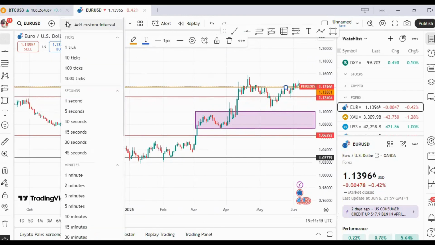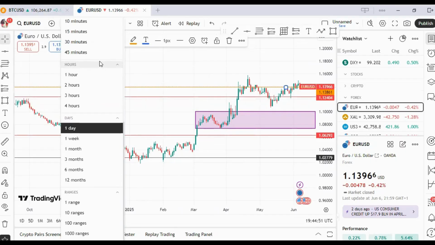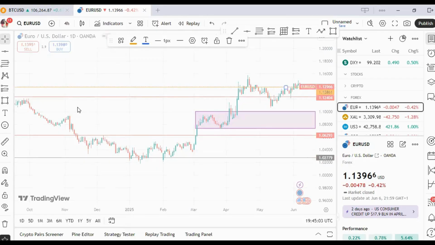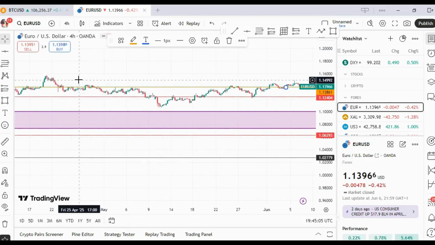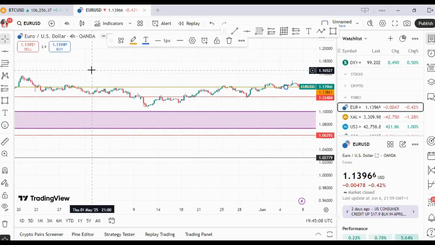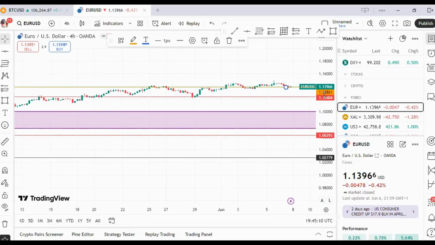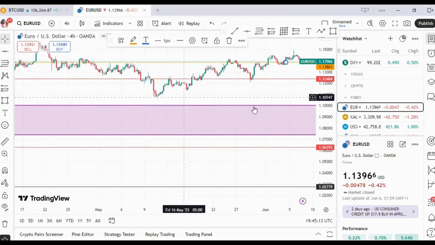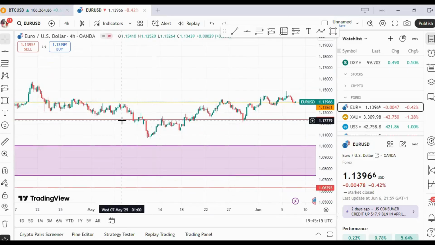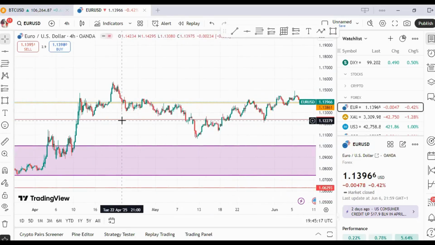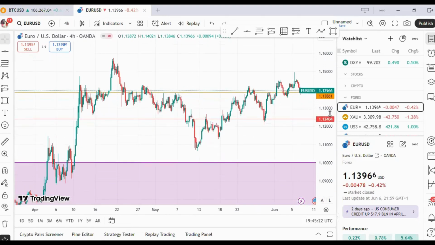Then what's the next time frame? Four hours. The four hours is different from the hourly. Hourly is one hour. This is four hours. The four hours candle is very important. Very, very important. Four hours candles always tell a story.